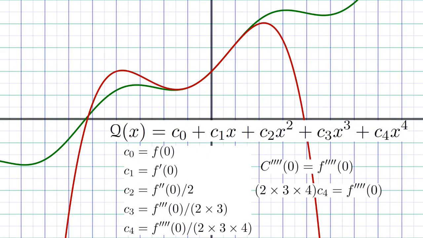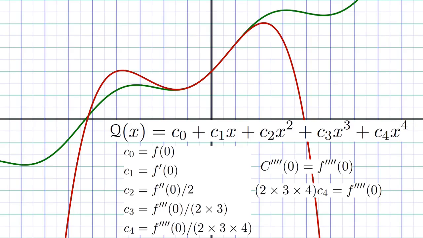And likewise, for a quartic approximation, we need to determine a fourth coefficient, c4, which comes from setting the fourth derivatives of the approximation and f equal to each other at x equals 0. This yields 2 times 3 times 4 times c4 equals the fourth derivative of f at 0, which means c4 is equal to the fourth derivative of f at 0 divided by 2 times 3 times 4.